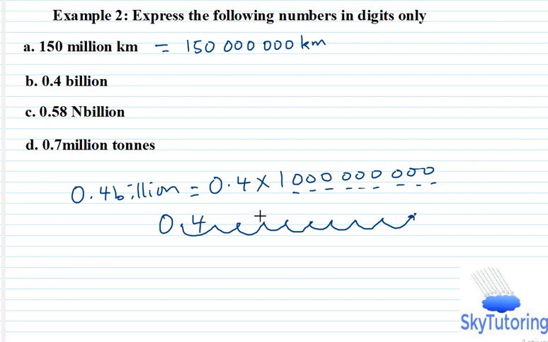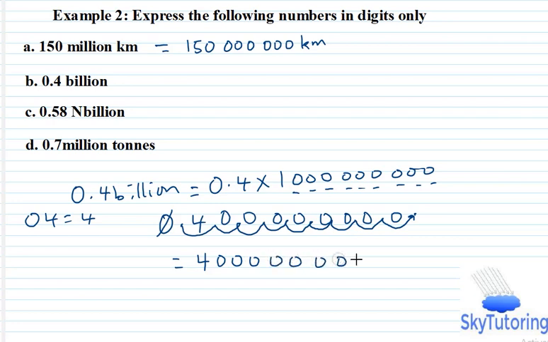All right, so what do I do next? I'll replace this with zeros. Okay, so 0.4 is the same thing as saying 4. So there's no need of writing the zero behind the 4 any longer, because the decimal point is no longer there. So our answer will be 4, 1, 2, 3, 4, 5, 6, 7, 8 zeros. 1, 2, 3, 4, 5, 6, 7, 8.